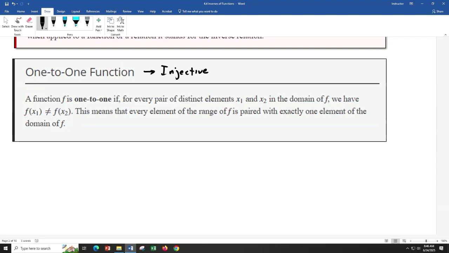Let me give you an example of what something is not one-to-one. And I'm going to help you out here, because what's nice is I'm going to give you another test. Another test we can do here is called the horizontal line test.